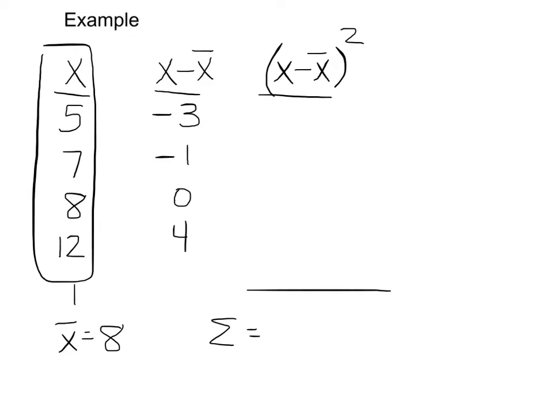We find our mean, 8. We take all these values. So 5 minus 8, we get negative 3. 8 minus 7, we get negative 1. 8 minus 8, 12 minus 8, and we have our numbers here.